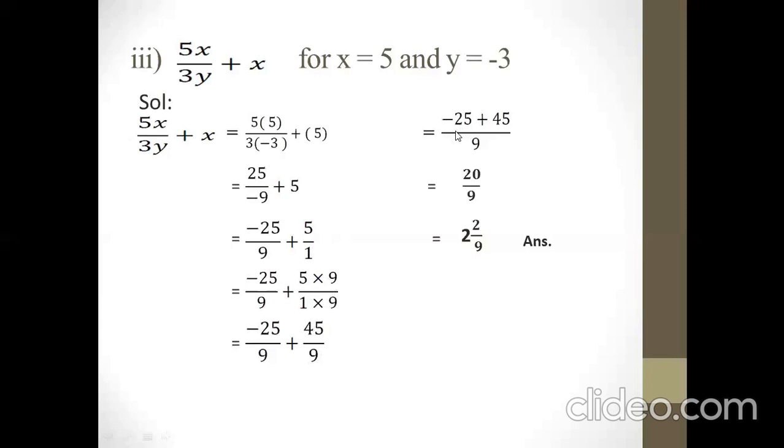Now these are converted into like fractions. Now we will take the LCM, which is 9. Again we have minus 25 plus 45. When we subtract 25 from 45, we will get plus 20, right? And in the denominator we have 9. After further simplification, we will get 2 whole 2 by 9, which is the answer of this expression, right?